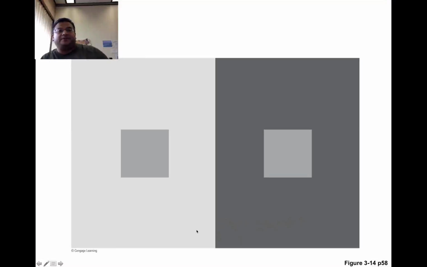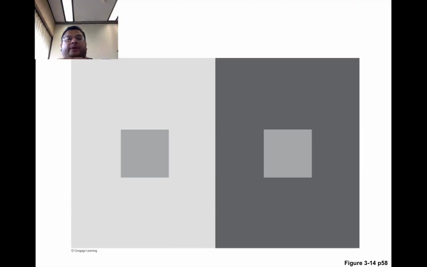We would perceive this light spot as being much brighter than the stimulus is, simply because it's not being inhibited as much. Now, this illusion is on page 58 of your book. This is a very interesting illusion showing simultaneous squares, and the squares look different. The square on the left looks darker than the square on the right, which looks lighter. But in fact, they are both exactly the same shade of gray.